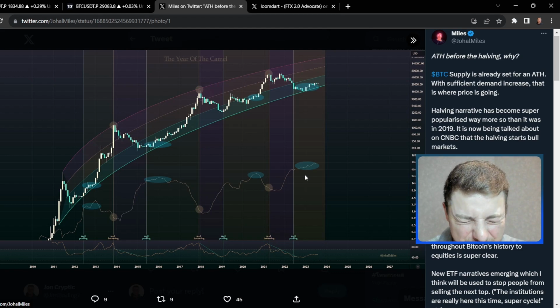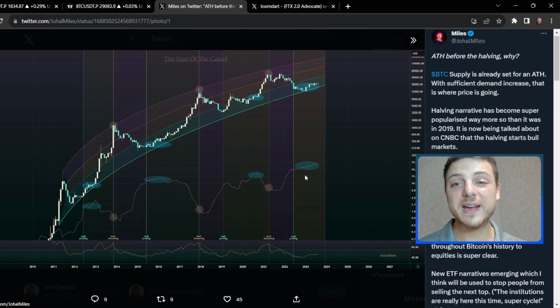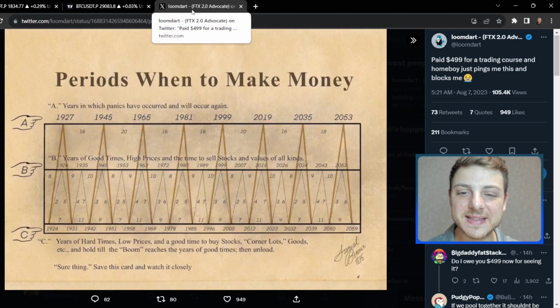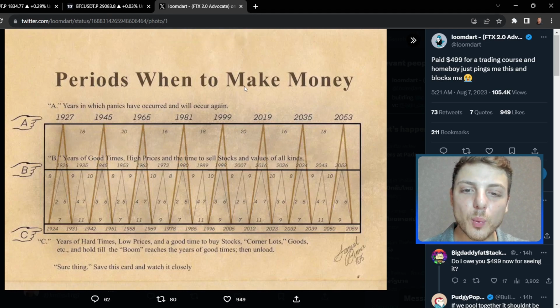And trust me, I'm extremely bullish and I cannot wait for this massive upcoming bull run. And really, you should just be as excited as me. Lastly, let's finish the crypto news with this absolutely fantastic chart here. Periods when to make money.